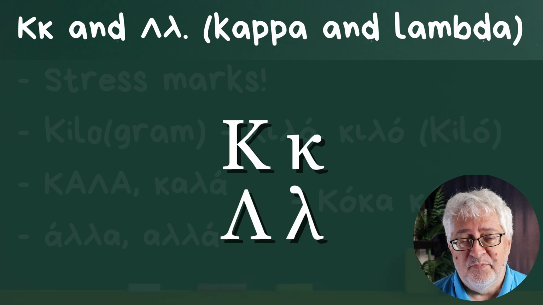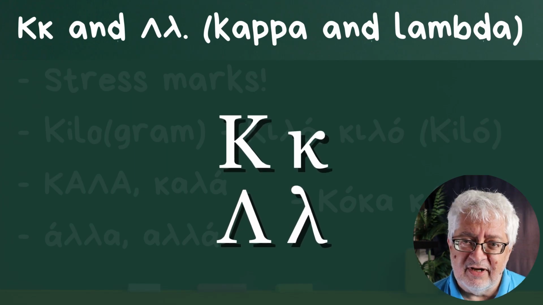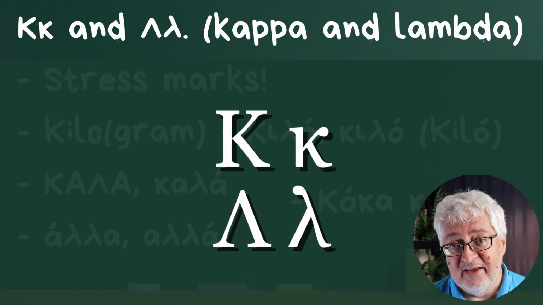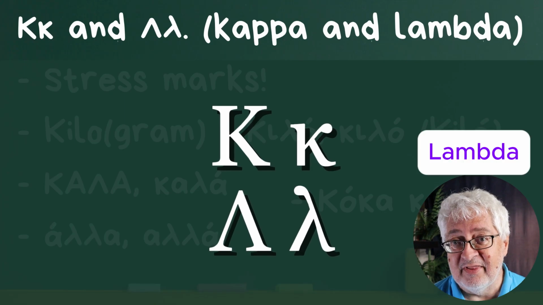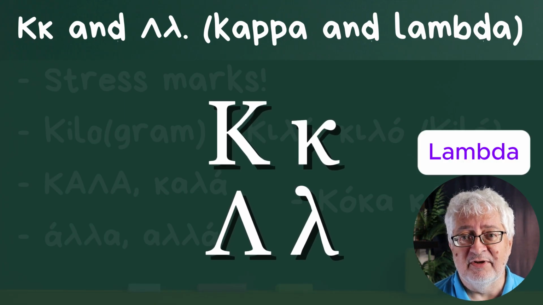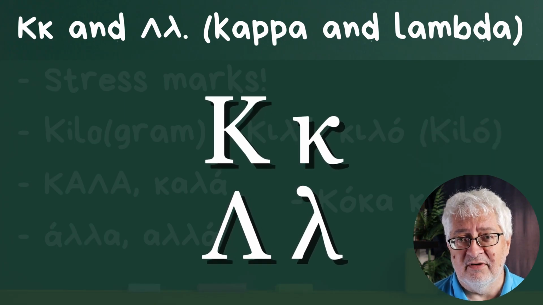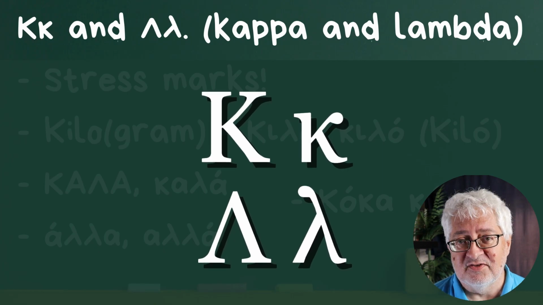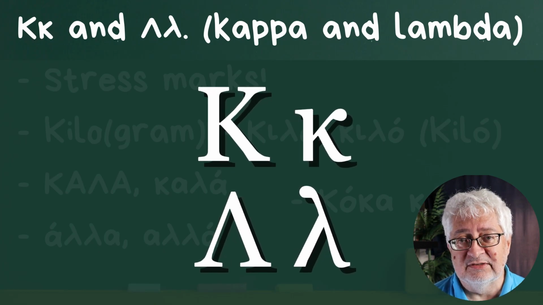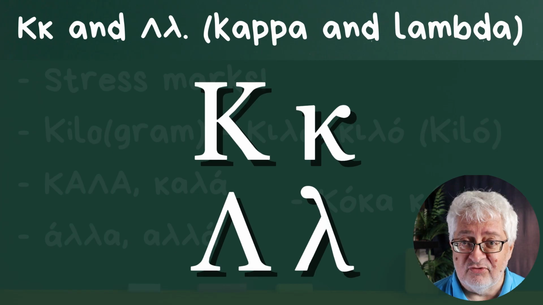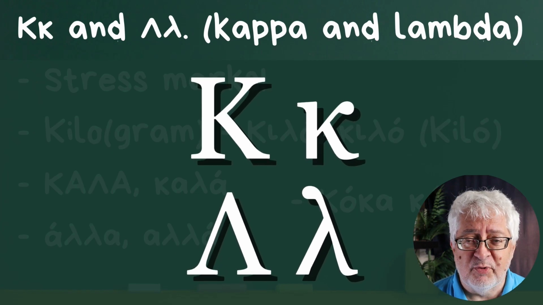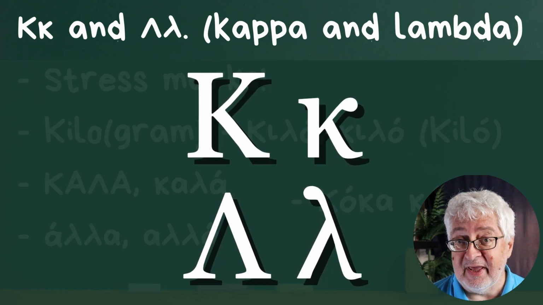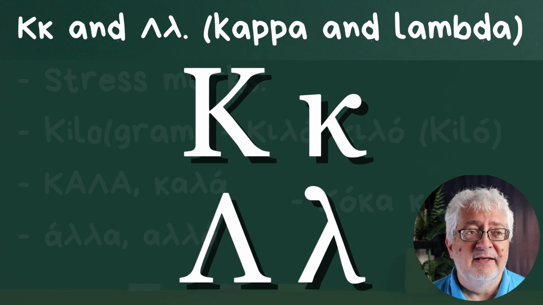The K, big and small, looks relatively similar. The L, the so-called lambda, looks a little different. The capital L is like an A without the horizontal line, and the small L then looks again a little different. So try to remember how these letters look, and we will practice them a lot. In the end, you will be able to recognize them very easily.